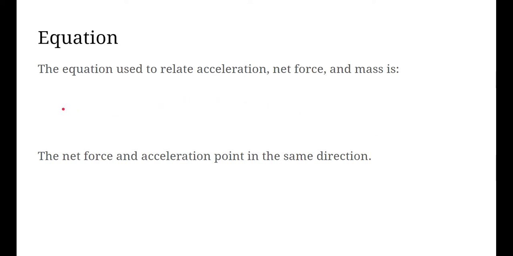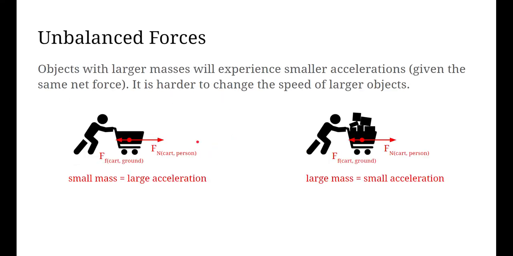And so the equation that reflects those patterns that we see with acceleration, mass, and net force is this equation, which says that the net force is equal to the mass of the system multiplied by the acceleration of the system. And the net force is going to be in the same direction as the acceleration. So for example, in our pictures of our shopping carts, because there's more force to the right than to the left, the shopping cart is going to accelerate to the right.